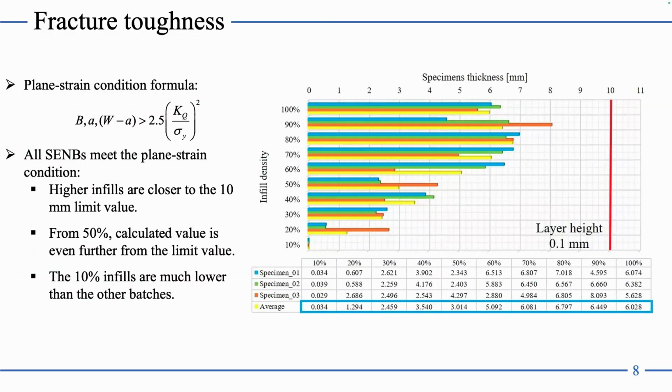And concerning the plane strain condition, according to all the data collected for the stress, we divided the conditional fracture toughness value by the proper value of yield stress, and we see that all the results calculated are below this 10 millimeter limiting value, since the thickness of our specimen was 10 millimeter, and all the specimens are well within this projected limit. So the plane strain condition was met for all the specimens if we just follow the formula.